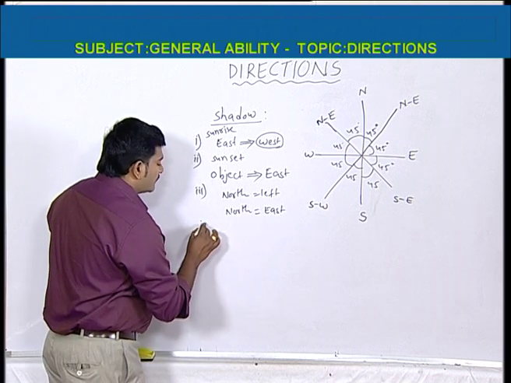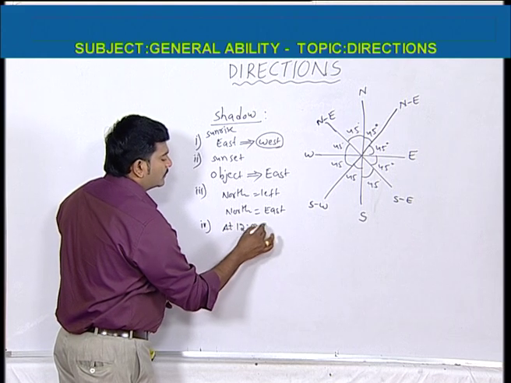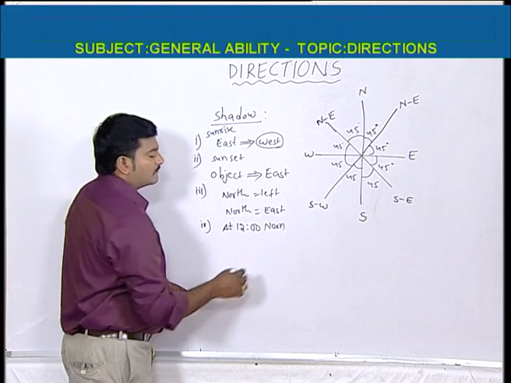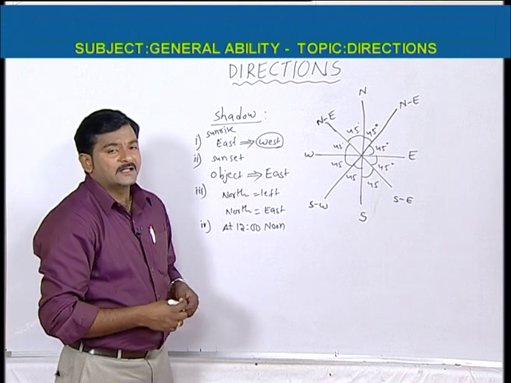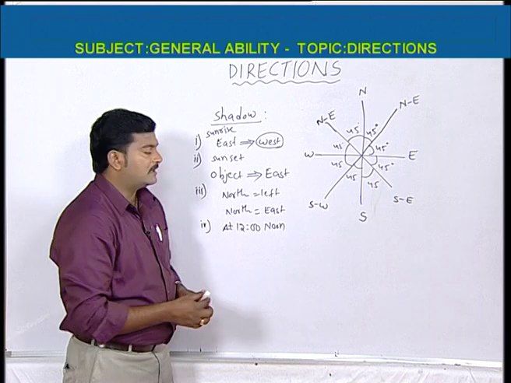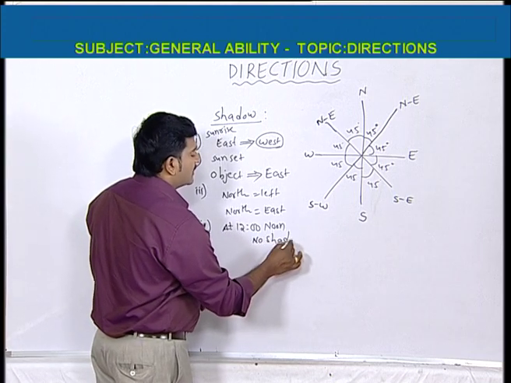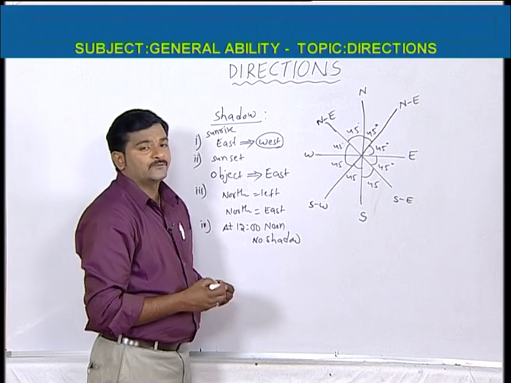And finally the fourth point is at 12 noon. At exactly 12 noon, since the sun rays are vertically downward, we say that at exactly midday there will be no shadow. These are the four different points regarding shadows. I repeat these 4 points once again.